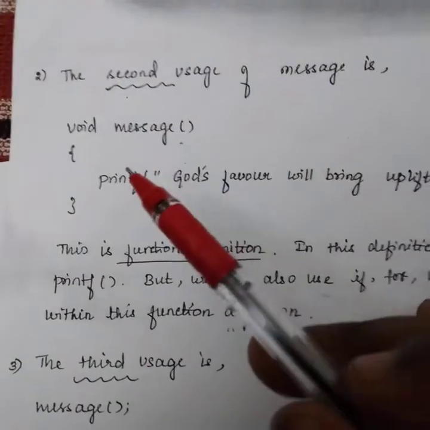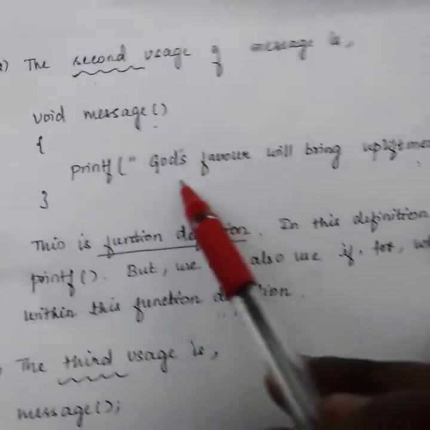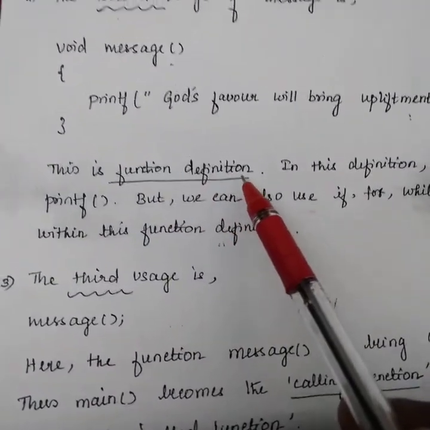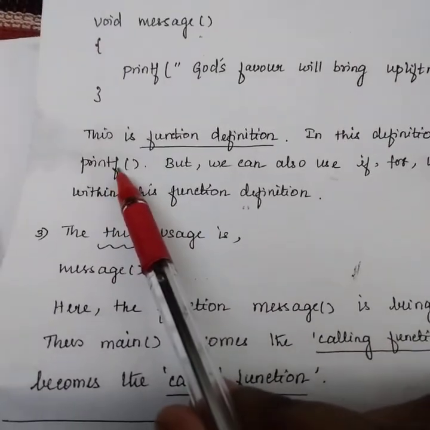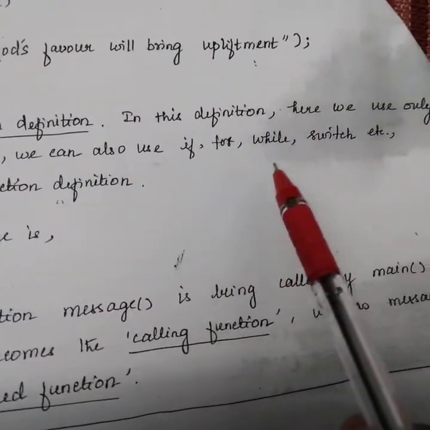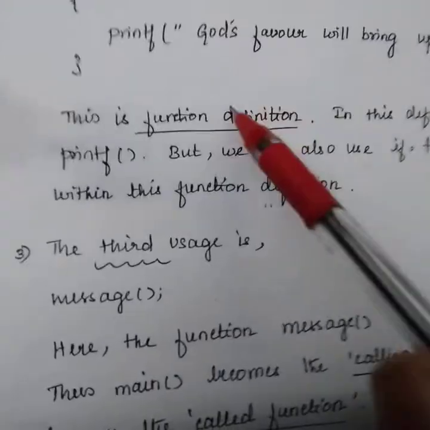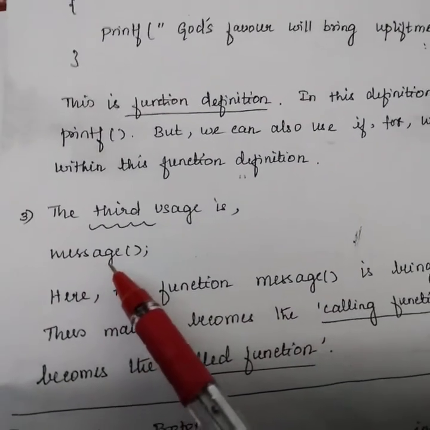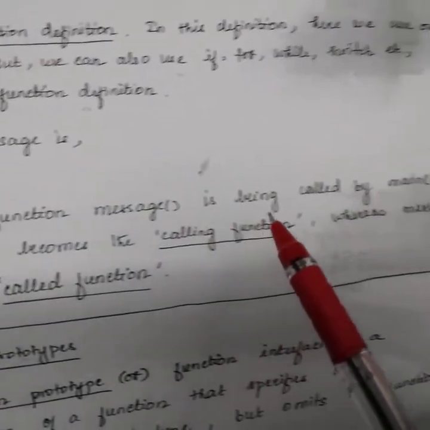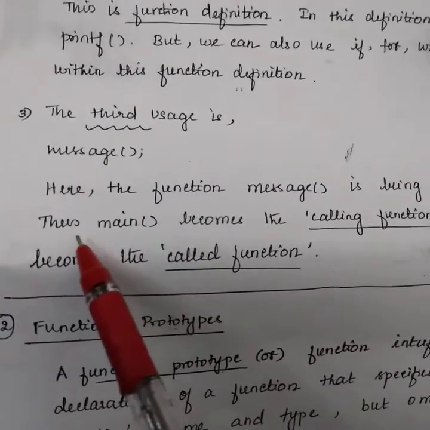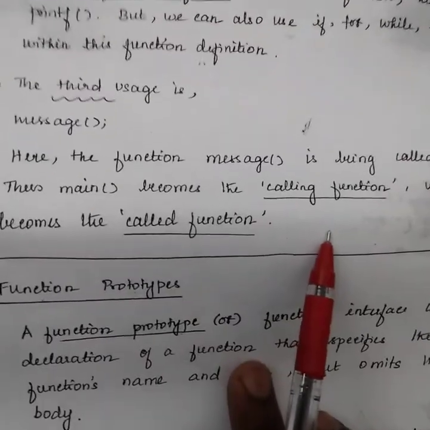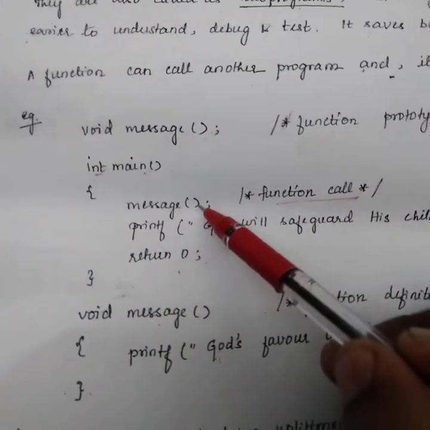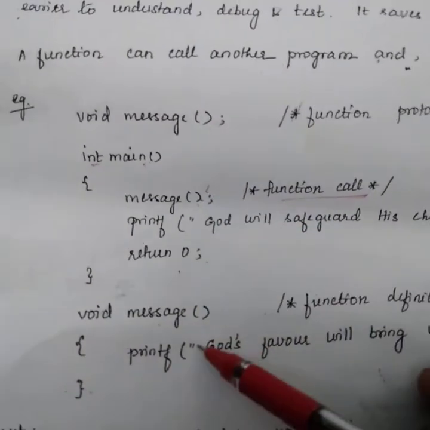The second usage of message is inside the subfunction, that is void message of, and we are printing a line. This is called function definition. This is the actual function. In this definition, here we use only printf statement, but we can also use if, for, while, switch statement, etc. inside this. And the third usage is we are calling in the main program, that is message of. Here the function message is being called by the main program. This main becomes the calling function, whereas message becomes the called function.